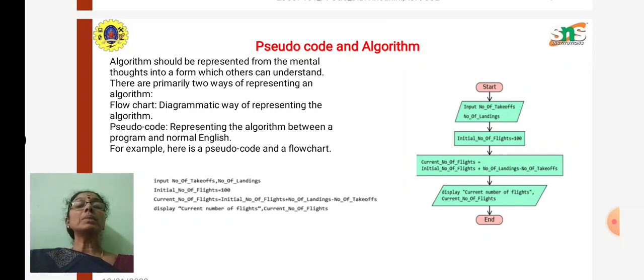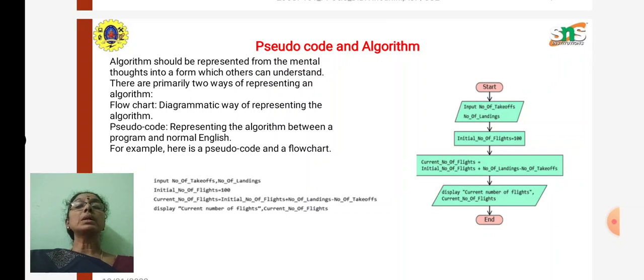So what is an algorithm? An algorithm is nothing but a representation of our mental thoughts in a form which others can understand. We have to think mentally about what to calculate and find in the solution to the above problem. That mental representation is represented in a pictorial way, and it is called an algorithm. So first, any solution is given a pictorial representation that can be understood clearly by any end user. There are primarily two ways of representing an algorithm.